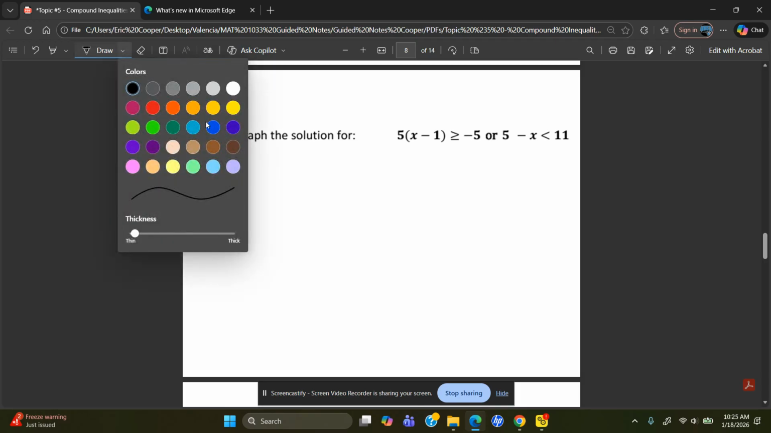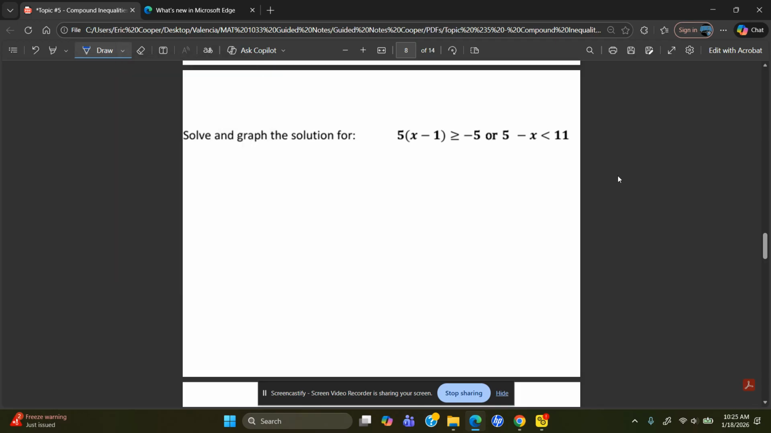Or is kind of the opposite. We're going to go through and solve it, and as long as it exists one time, we're going to keep it in our solution. So again, we're going to solve each problem separately, graph them, and then see what we went through and graphed. Let's take the first problem.